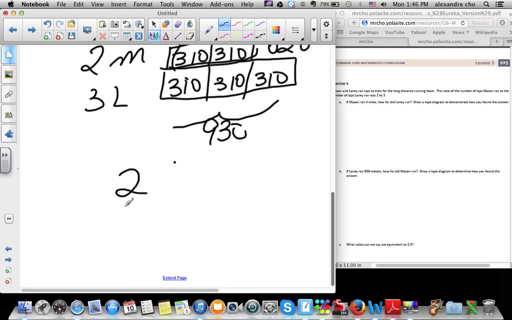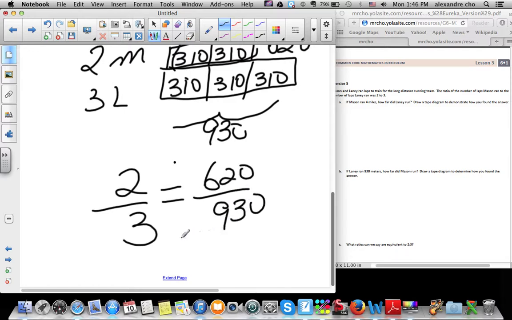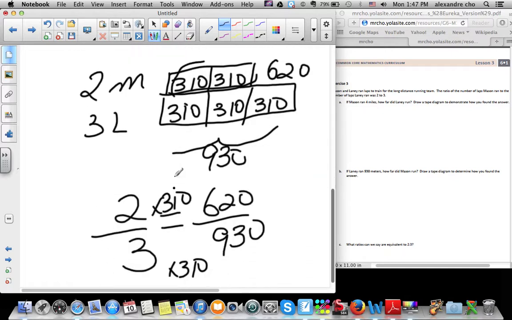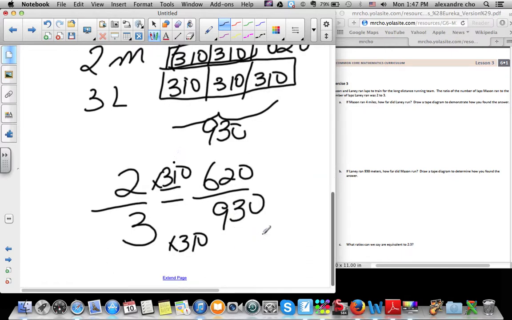Okay, and following, what ratios can we say are equivalent to 2 over 3? Well, 2 to 3 is the ratio. You can write that equivalent. We just found 2 on the top, 620 to 930. These are equivalent. Okay, times 310, times 310. And another one that we found earlier was 4 and 6. 2/3 is also equal to 4 over 6. Okay, times 2 on top, times 2 at the bottom.